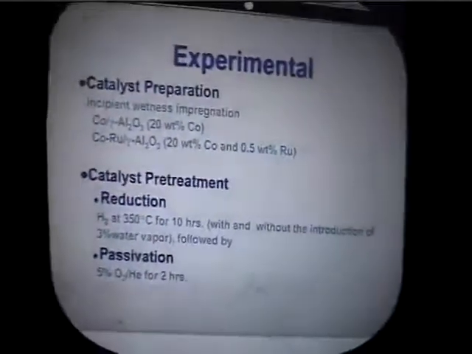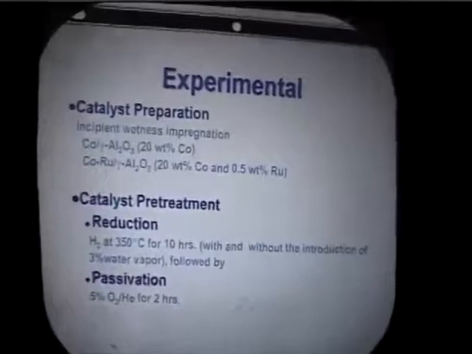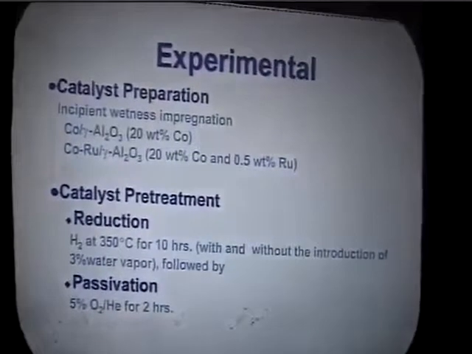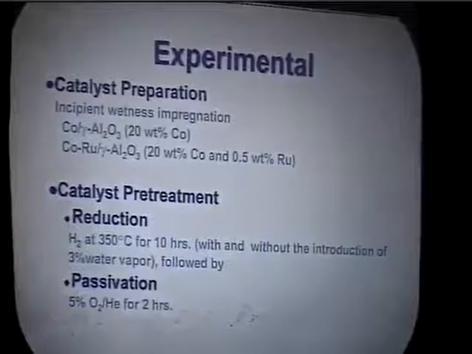There are two types of cobalt catalysts in this study, prepared by incipient wetness impregnation: cobalt on gamma alumina with 20% by weight of cobalt, and cobalt promoted with ruthenium with 20% by weight of cobalt and 0.5% by weight of ruthenium. After calcination in air at 300 degrees Celsius for 2 hours, the catalyst samples were reduced in hydrogen at 350 degrees Celsius for 10 hours under different conditions, with and without additional water vapor during reduction, and then passivated.